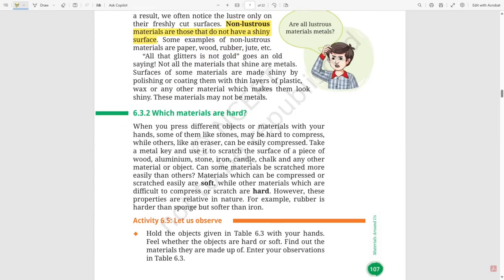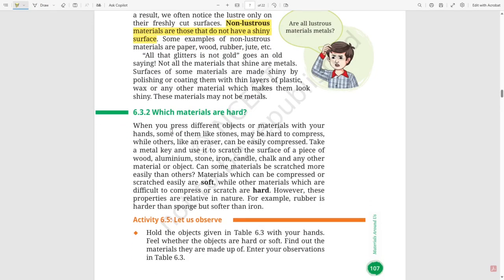Which materials are hard? When you press different objects or materials with your hands, some of them, like stones, may be hard. I will tell you. Like we have rubber and we have pencil. Rubber is said to be a soft material because it can be compressed and also scratched easily. Pencil is said to be hard because it cannot be compressed. While it can be scratched, it cannot be compressed easily, so it is considered a hard material.